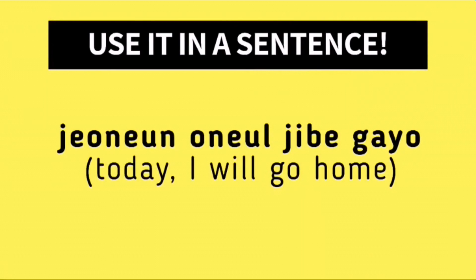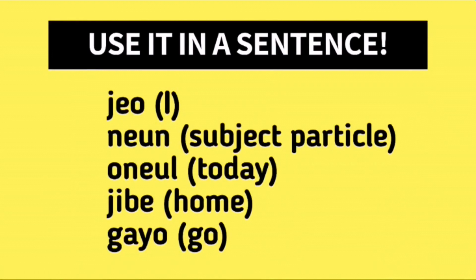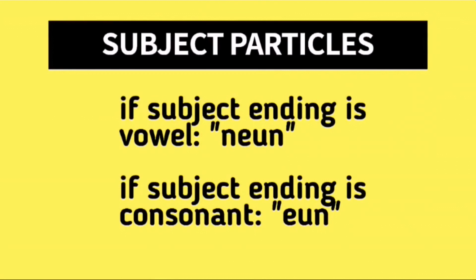To understand more about gada, let's try looking into this example sentence. It says, 저는 오늘 집에 가요. Again, it's 저는 오늘 집에 가요. 저 means I, and 는 is a subject particle added to 저 to indicate that this is the subject of the sentence. Aside from 는, we have also 은, which is a subject particle, and it differs based on the subject ending. So if the subject ending is a vowel, we'll add 는. If the ending is a consonant, we'll add 은.